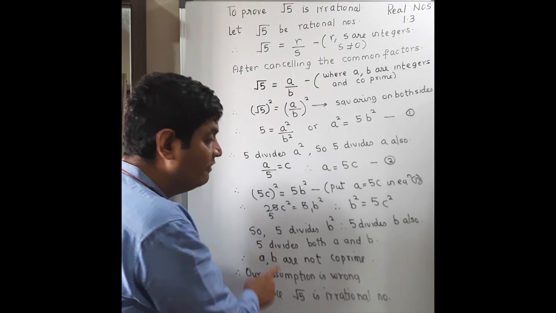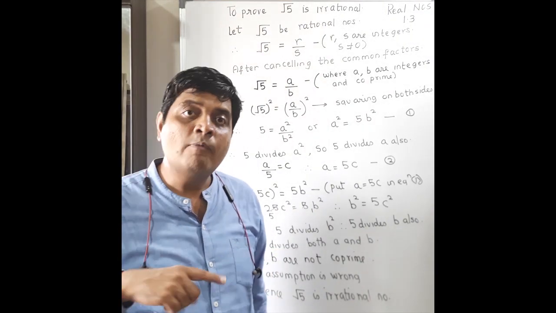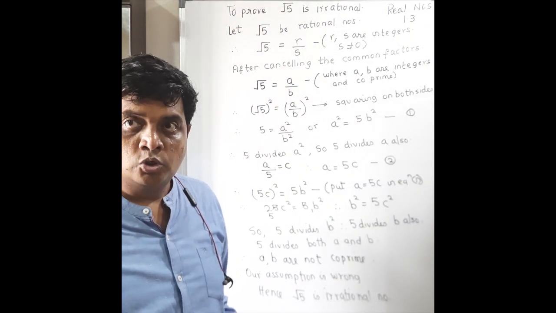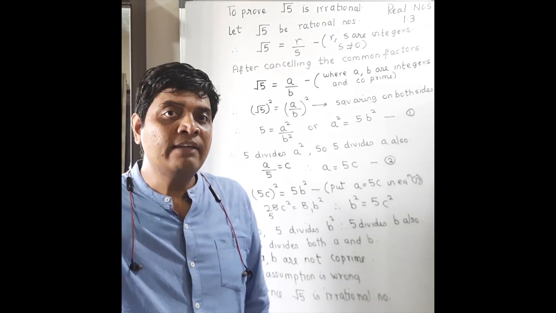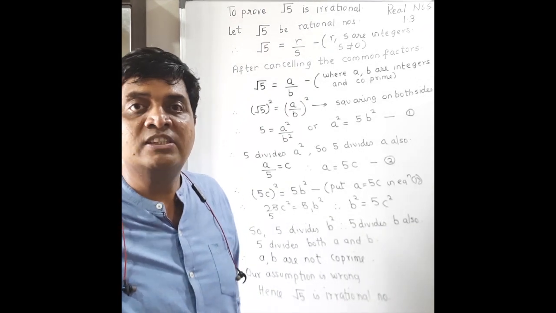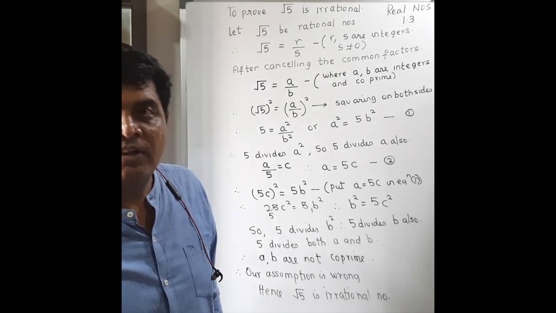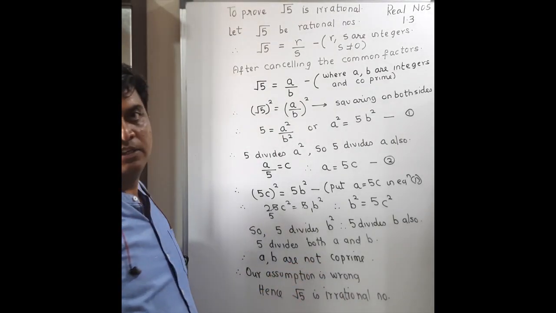But here we have 5 which is dividing both of them. So our assumption was wrong. So what was our main assumption? What did I say? Root 5 is a rational number, which is wrong. So what is the other option left? Root 5 is an irrational number.